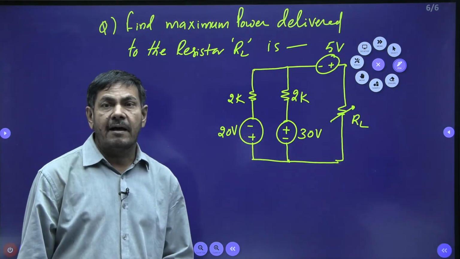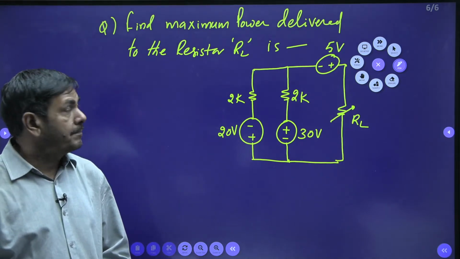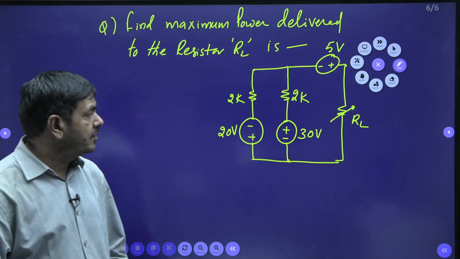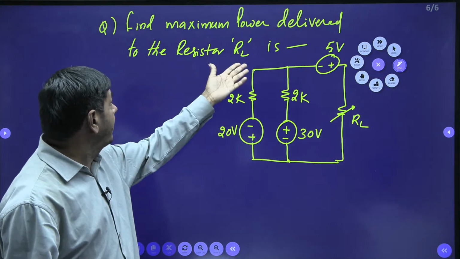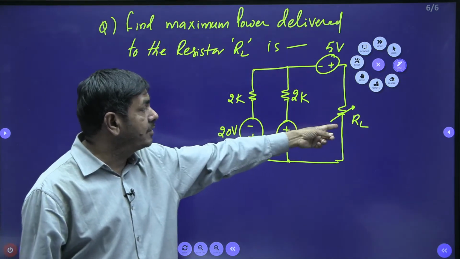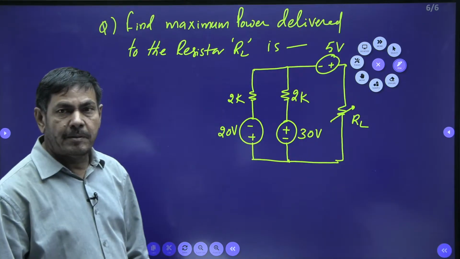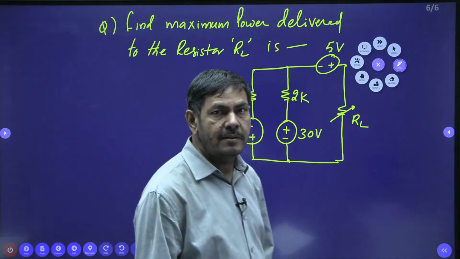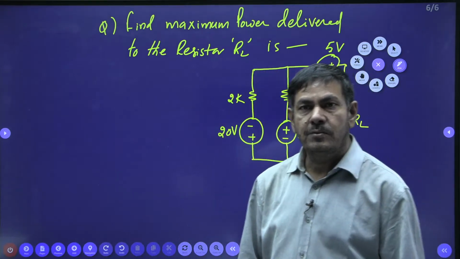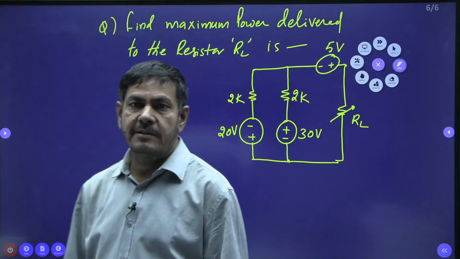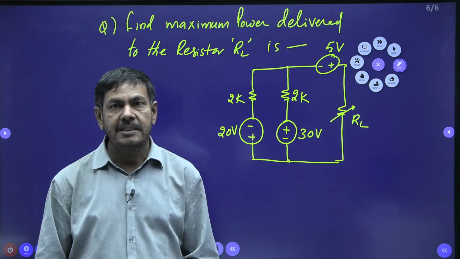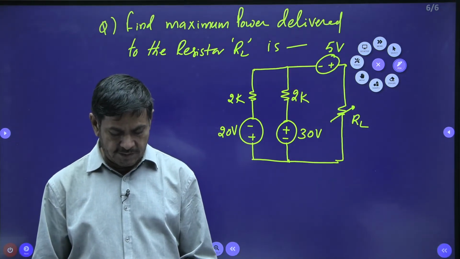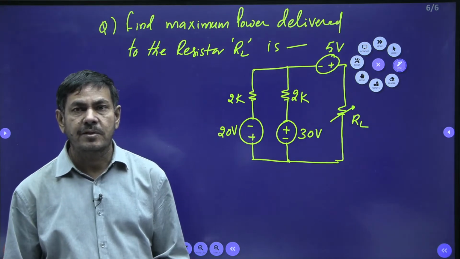But here the required RL value is not asked. It's not asking RL, sorry. Find the maximum power delivered to the RL only. Maximum power equals what for a DC network? PDC equals VTH squared divided by 4RL, or 4RTH we can write. Initially you find VTH and also RTH. Both you try to find.